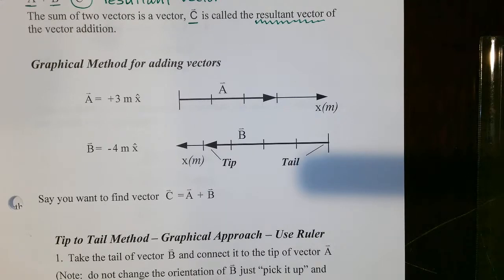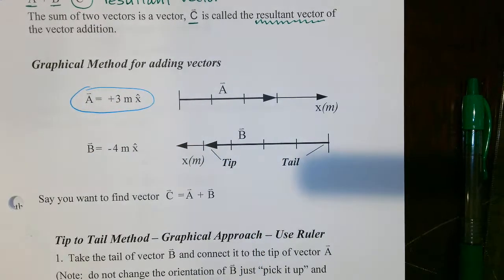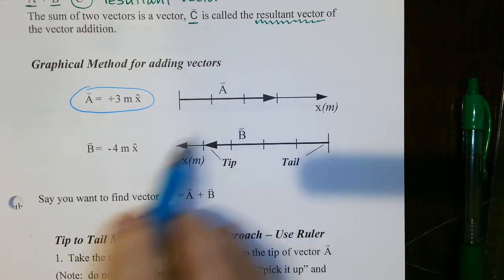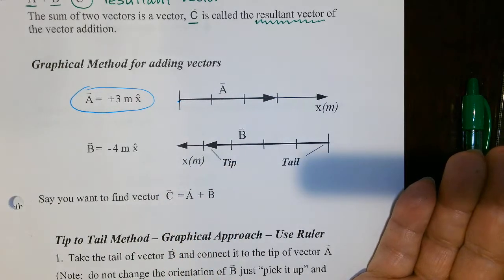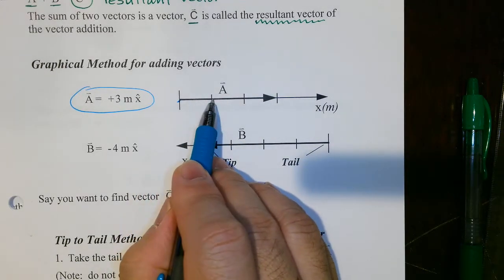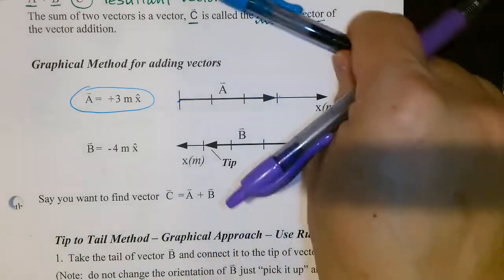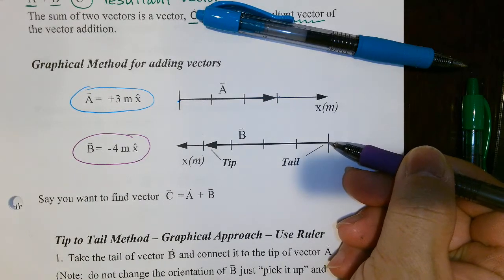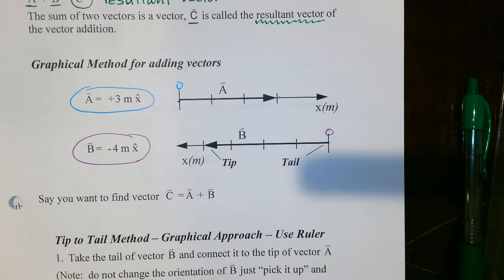Let's take a look at adding vectors graphically first. Here again, we have two vectors, and I'm going to represent my vector A with my aquamarine blue. It is 3 meters x hat, the positive x direction. Starting from the origin, I go 3 meters. I won't be able to draw 3 meters on this page, so I represent each centimeter as 1 meter and draw 3 centimeters in the positive x direction. I'm going to represent my B vector with a passionate purple color, and it is negative 4 meters x hat. Starting from the origin, it goes 4 meters in the negative x direction.